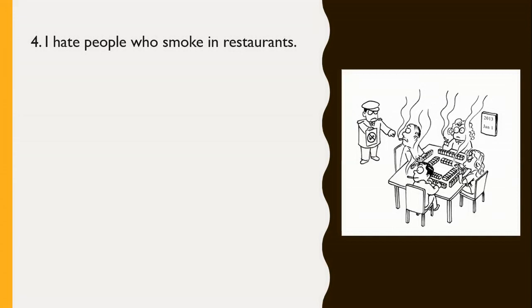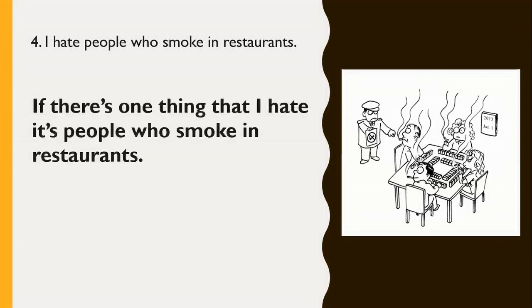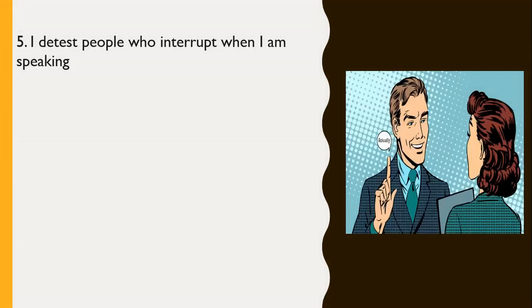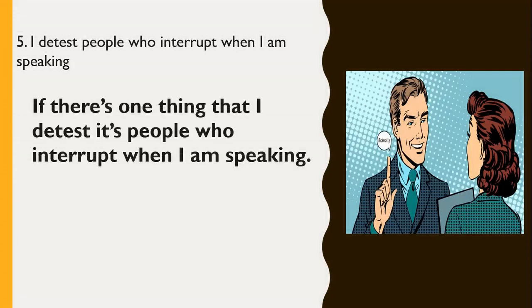Likewise, number four: I hate people who smoke in restaurants. If you remember, in questions one, two and three you had "me", but from question number four onwards you have "I". So this time you are not going to use the first structure, you will use the second structure. When we rewrite these sentences: if there is one thing that I hate, it's people who smoke in restaurants. Likewise, I detest people who interrupt when I'm speaking. Nobody likes being interrupted. So you can say again: if there is one thing that I detest, it's people who interrupt when I'm speaking.